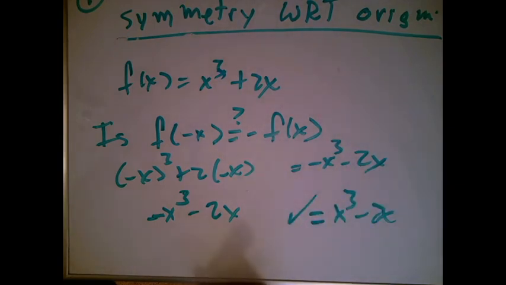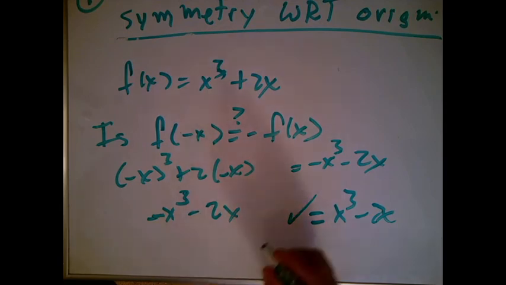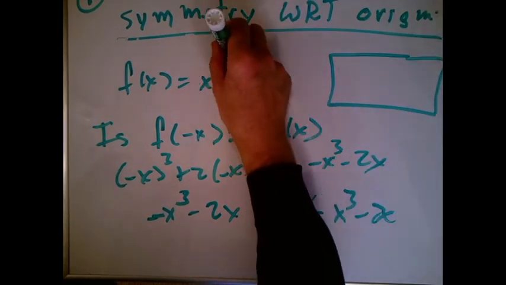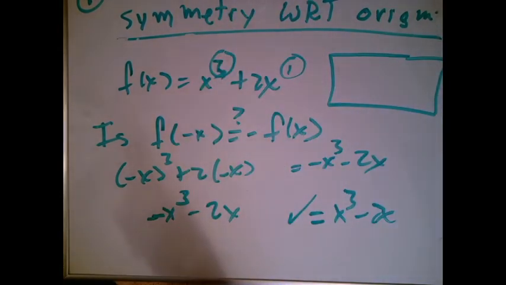Now what does that tell us, by the way? That says when you turn this graph around 180 degrees, or just think about turning the graph upside down, that's not flipping, you're rotating. You get exactly the same graph back, which is really pretty cool. One more thing. When the exponents are all odd, you're going to get symmetry with respect to the origin every single time. And because of that, they'll call functions that are symmetric with respect to the origin odd functions.